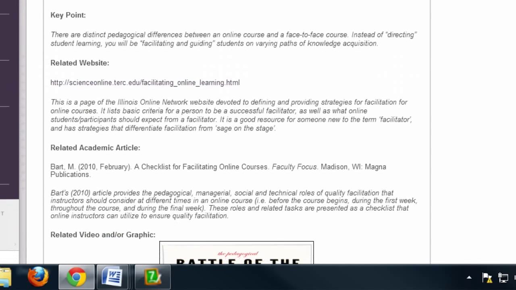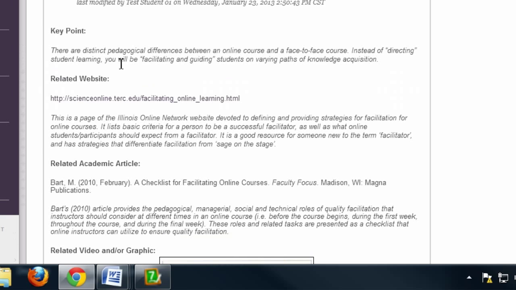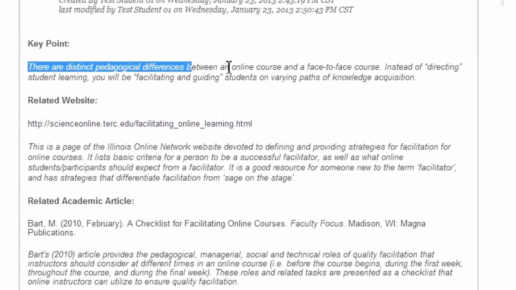Let's get to the example. You'll notice that the requirements again were that each key point entry, and remember you're going to have 4, has a brief summary of the takeaway idea. So that is this sentence or 2 here.